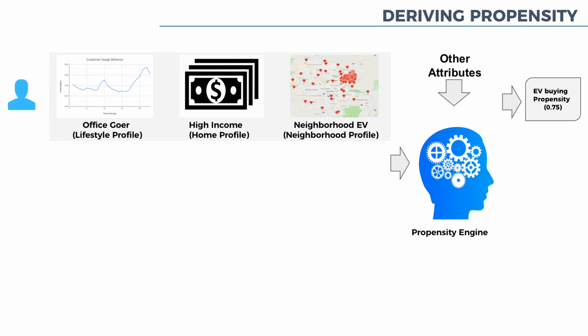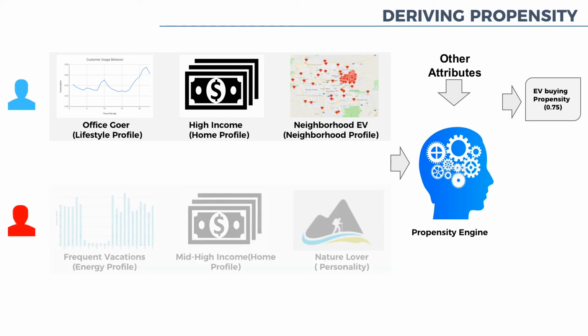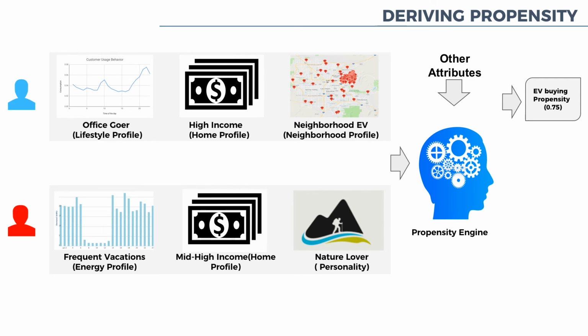So if EVs are around you, you always feel like, okay, yeah, I should buy it. But there are other attributes also, so that's why the probability is not 1, it's just 0.75. Let's take a second example. Similarly, I know he takes vacation, he's mid-high income group, he's a nature lover. So what to do? Again, pass it to the engine and get the vacation propensity 0.85.